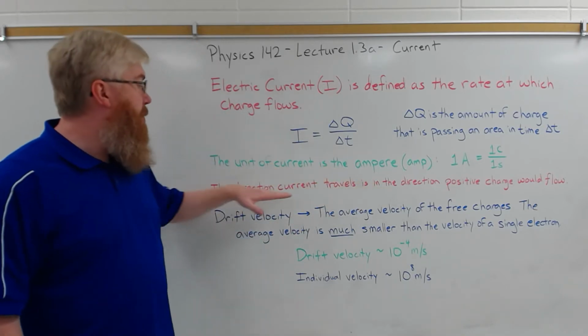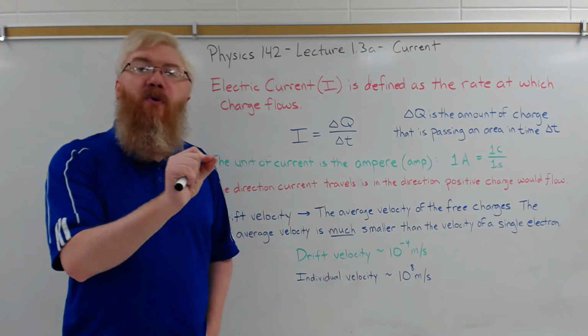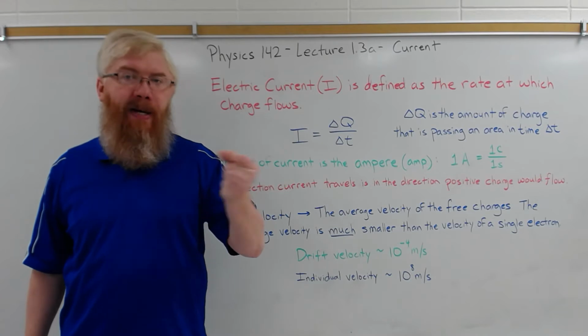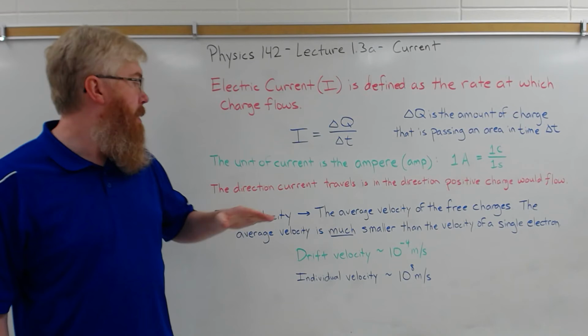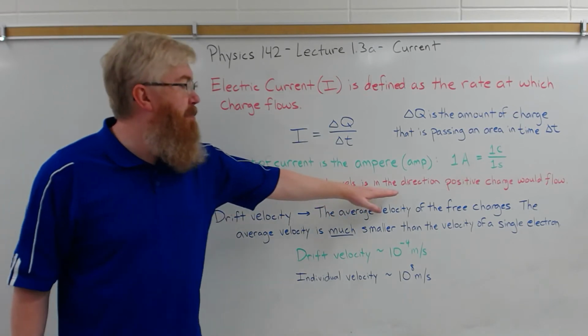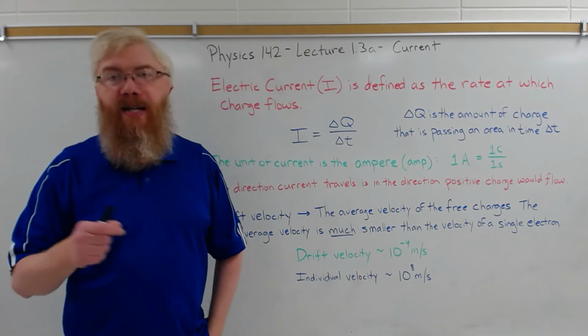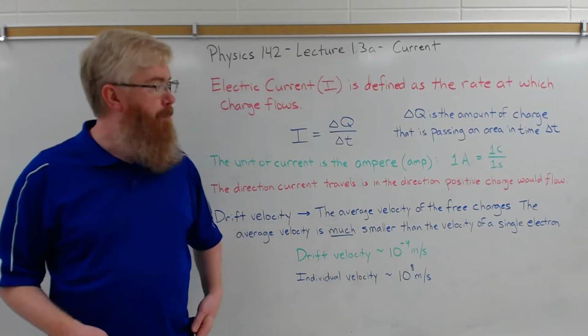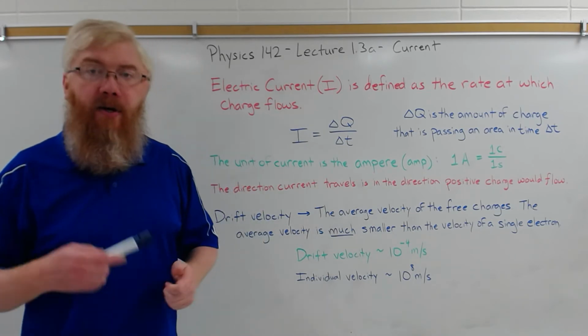So note that the direction of the current, while it's the electrons that move through the wire, we pretend it's the positive charge moving in the opposite direction. The current is in the direction positive charge would flow, which is opposite the direction negative charge does flow. So we pretend it's positive charge carriers moving in a conductor, even though we know it's not.